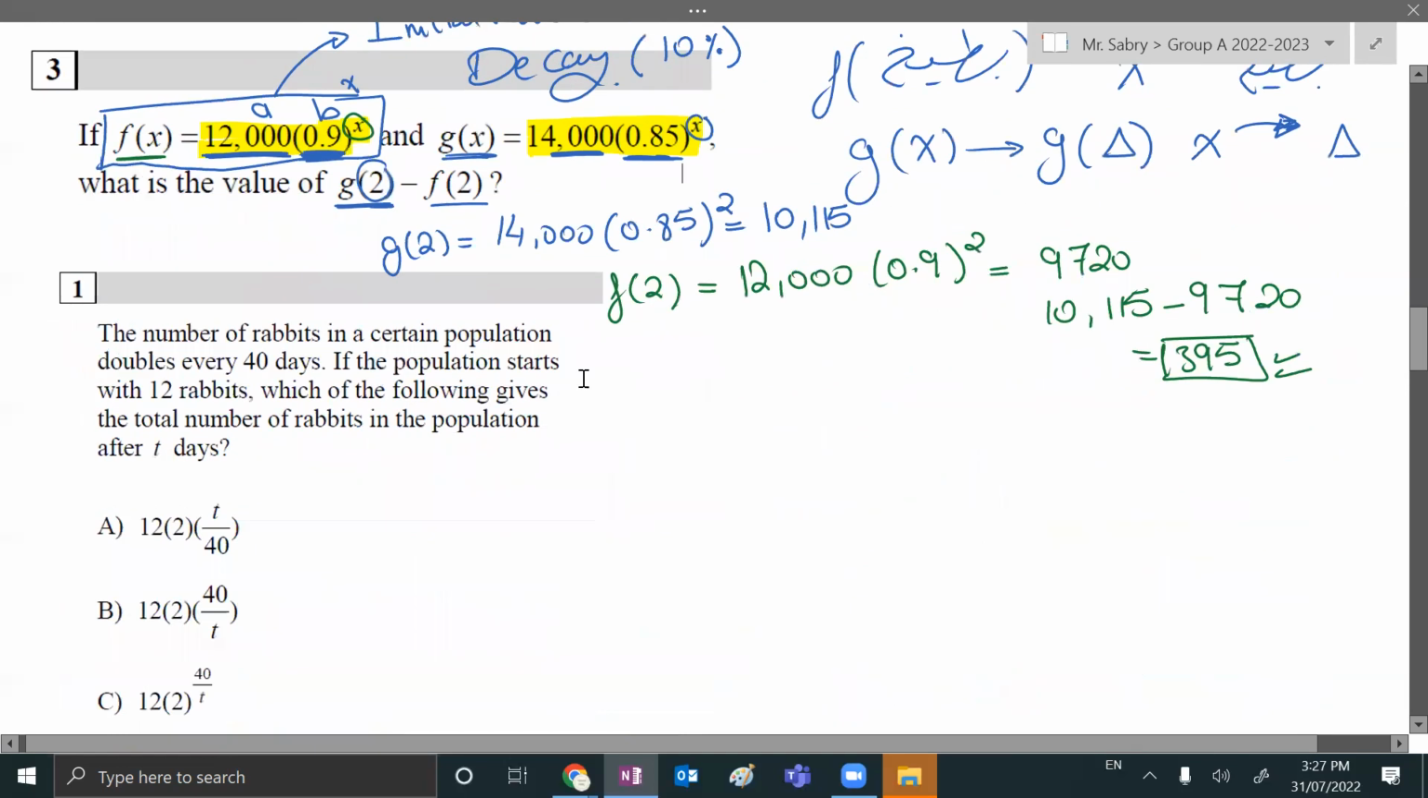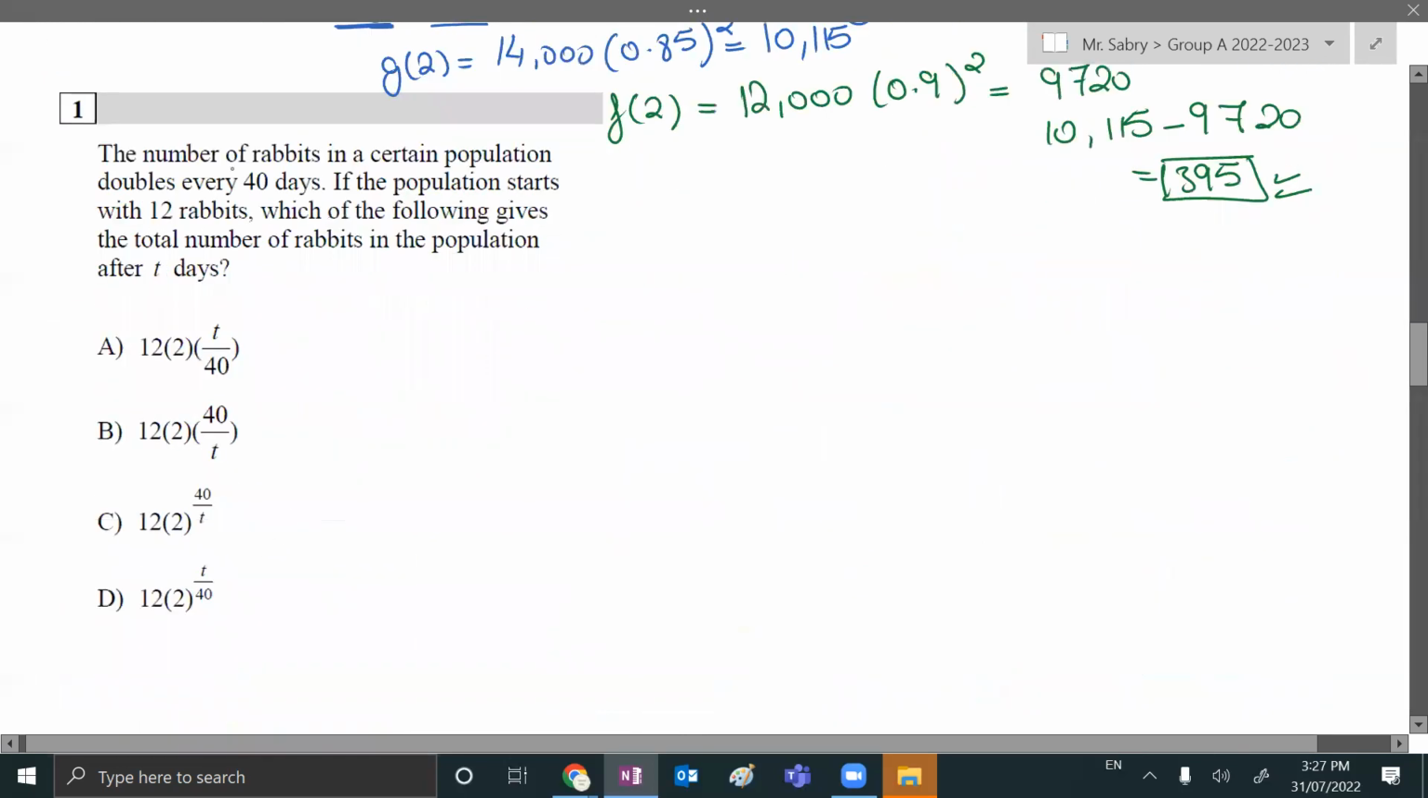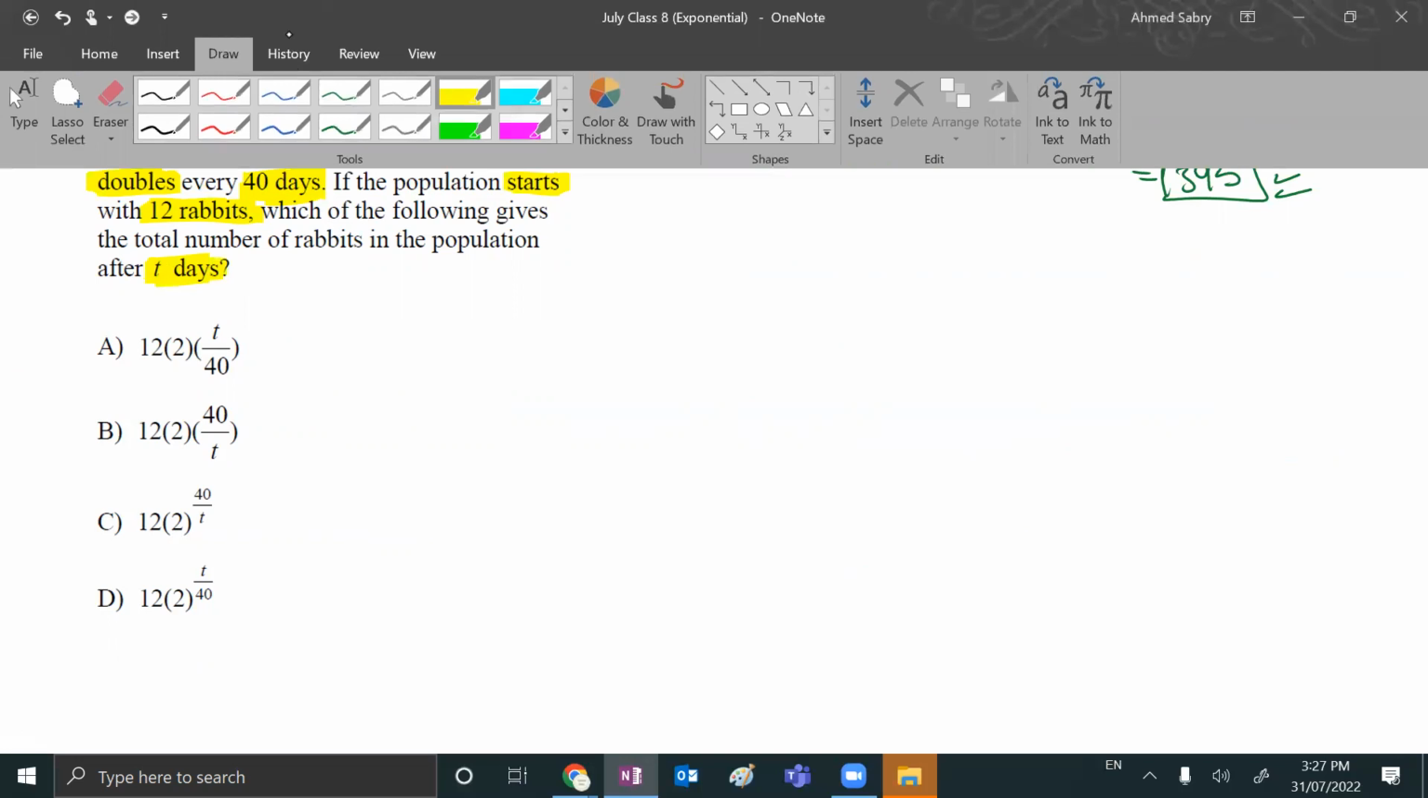This one, same thing. Number one, let's see if this is the case or not. The number of rabbits in a certain population doubles. And when I see doubles, I know this is an important word. Doubles every 40 days. If the population starts with 12 rabbits, that's something I need to know. The word starts is a keyword. Which of the following gives the total number of rabbits in the population after t days? So t represents days.